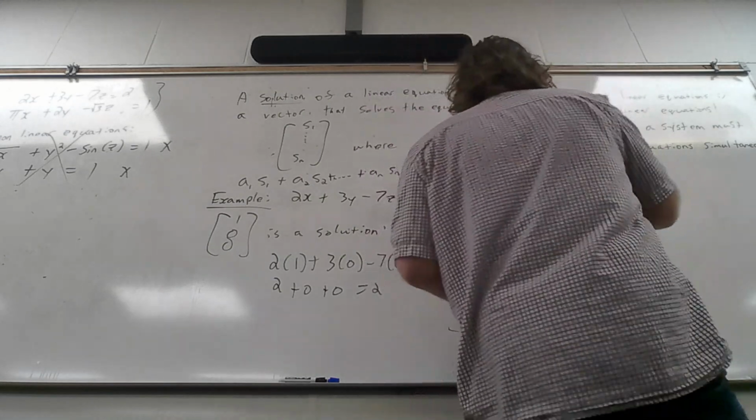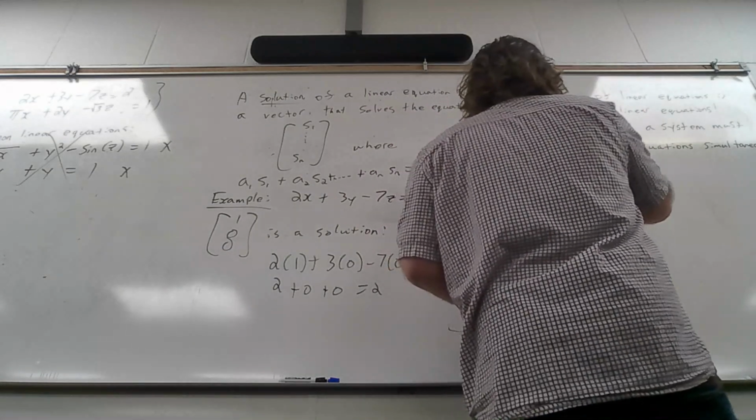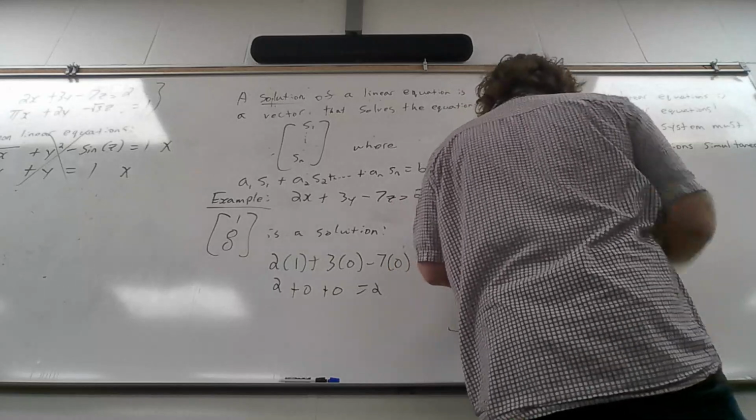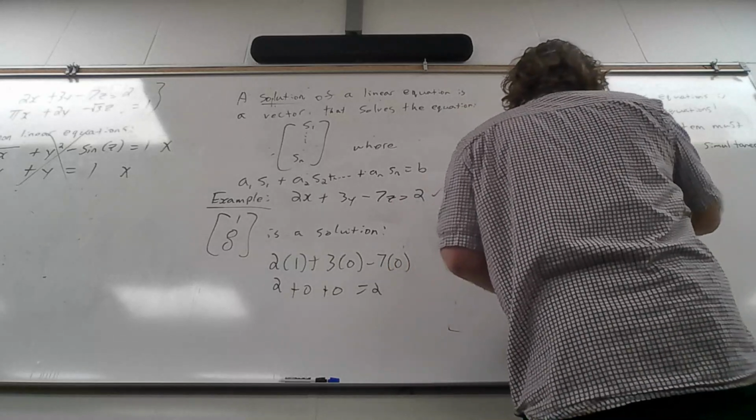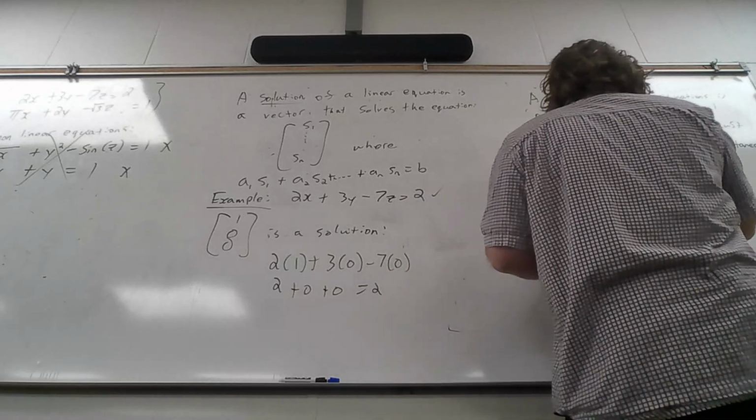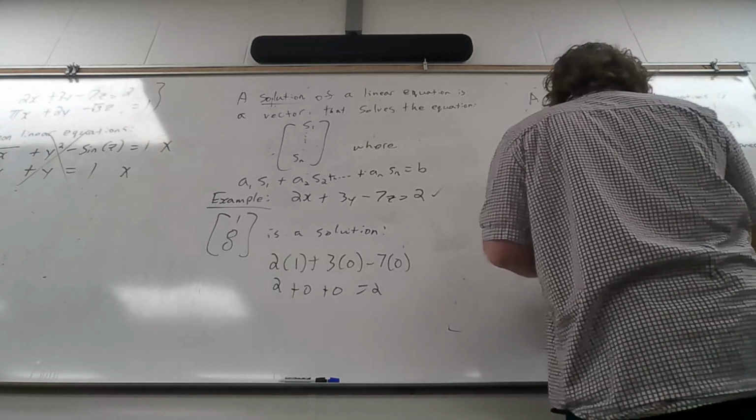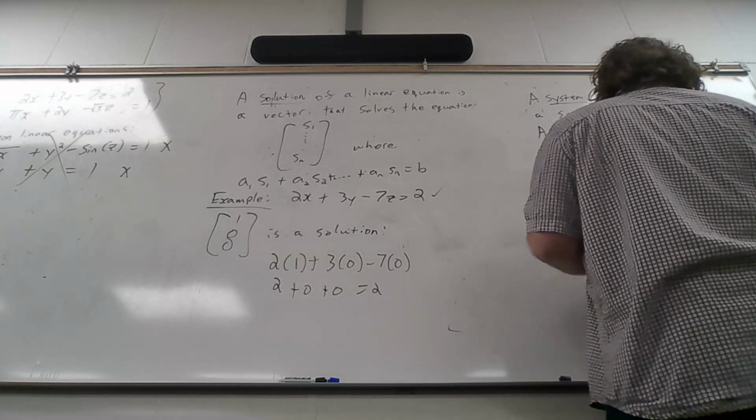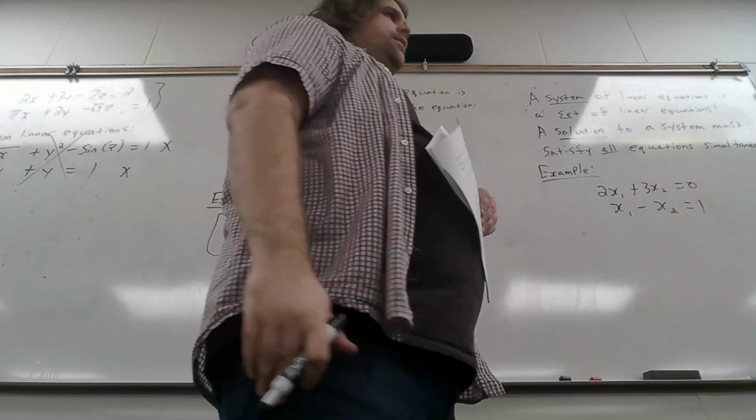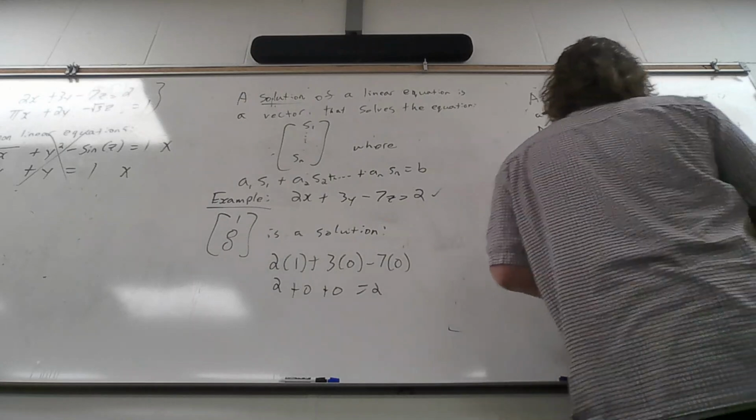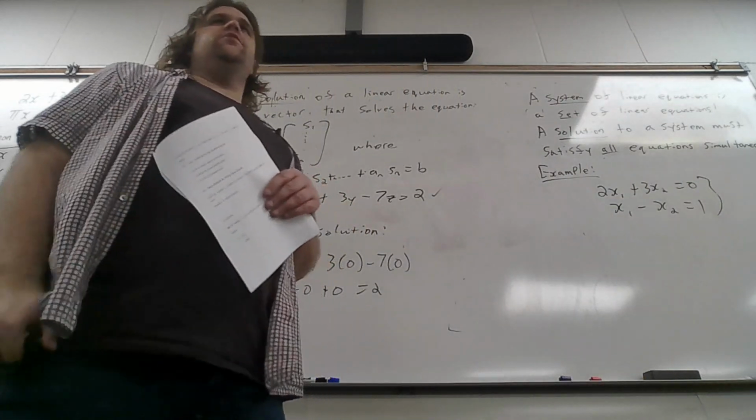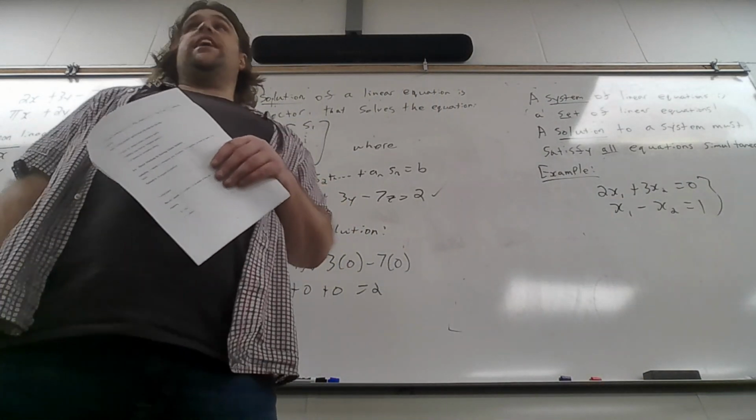So, an example. Consider the following system: ... plus 3x2 equals 0. You got this, all right? But we're saying this is a system. So that means if something solves the first equation, it better work for the second one too.